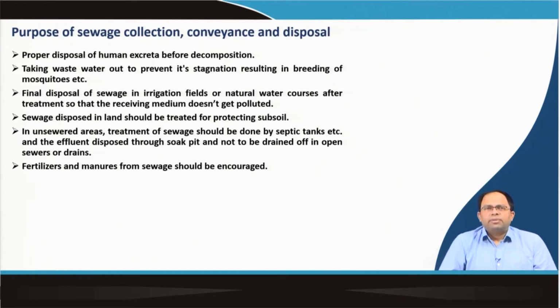So, even though we treat some part of it, sewage disposed on land should be treated to protect the subsoil. So, there is sewage farming. I was talking about how we can use sewage for sewage farming purposes, but we have to make sure that the subsoil is protected. And in unsewered areas, treatment of sewage should be done by septic tanks and the effluent disposed of through a soak pit, and not drained off into open sewers or drains. That means the effluent generated in septic tanks contains a lot of pathogens. It cannot be drained directly into open drains or sewers. So, it has to be first treated, or it has to be disposed of via a soak pit. And fertilizers and manures from sewage should be encouraged for urban areas.